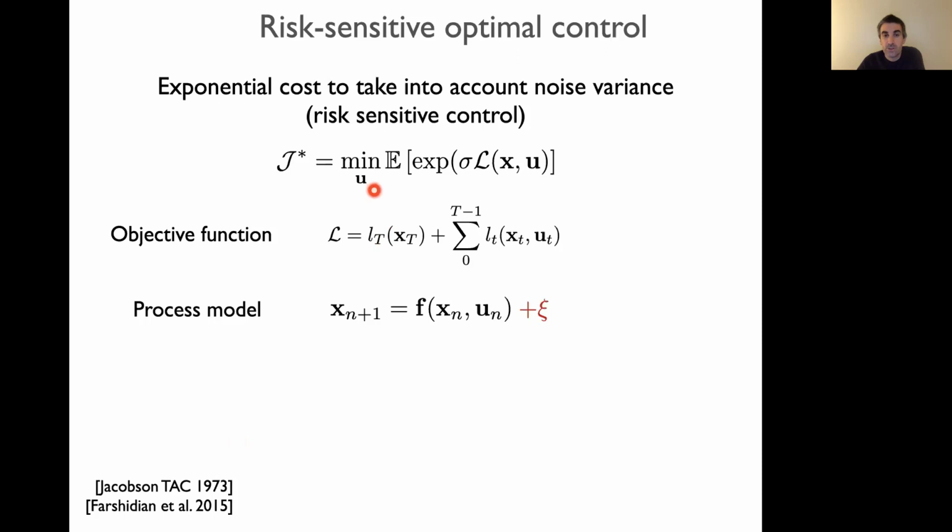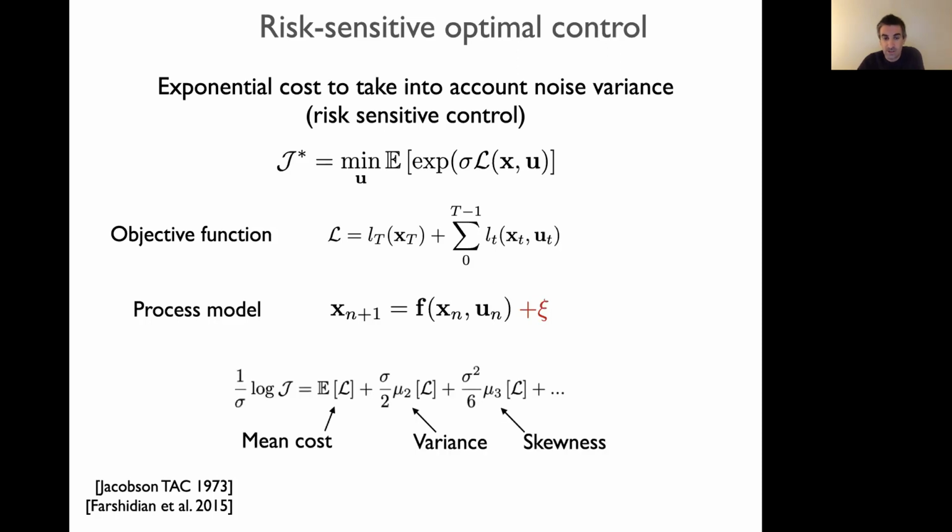So instead of taking the expectation of the objective function, I'm going to take an exponential transformation. So I'd minimize the expectation of the exponential of some sigma, which is a positive variable, times L. If you do that, it's called risk-sensitive control. So you can solve this problem. In the linear case, basically you get Riccati-style equations, so you can solve them the way you solve LQR.